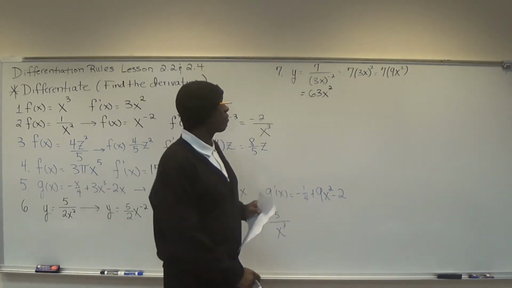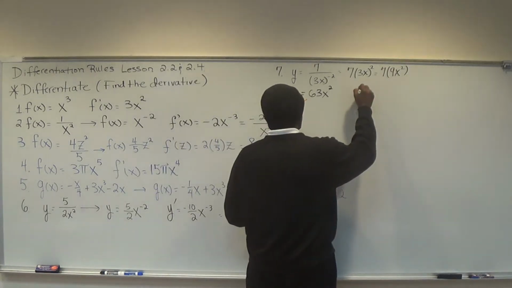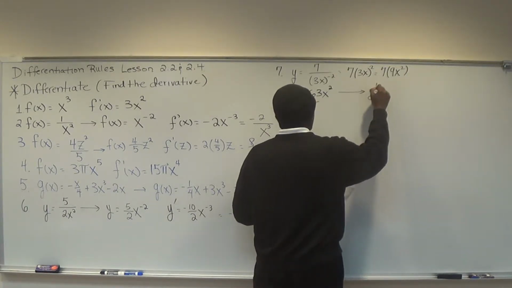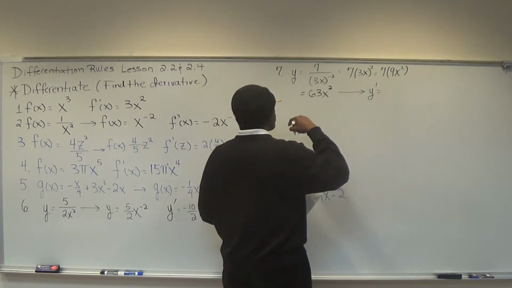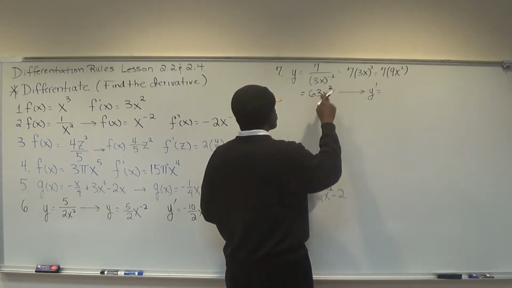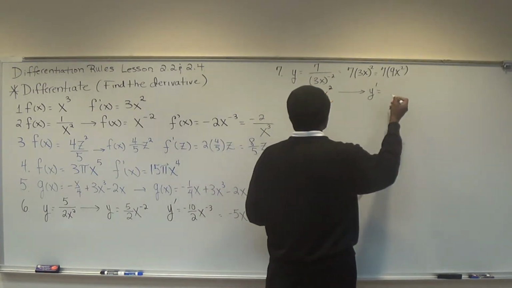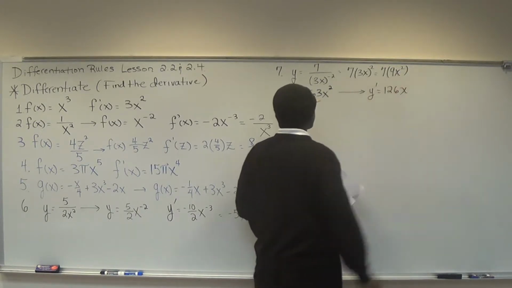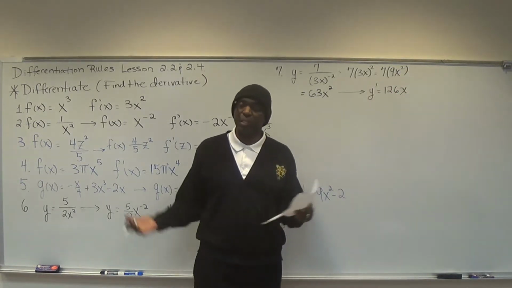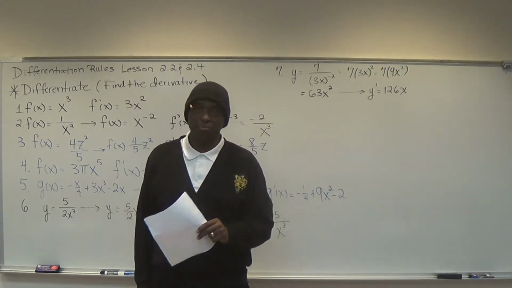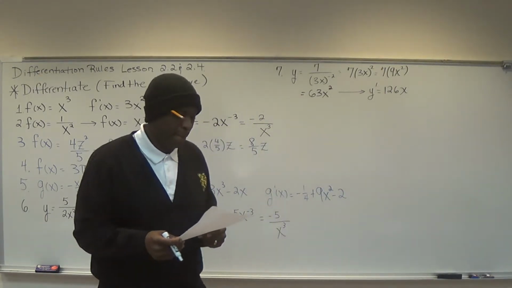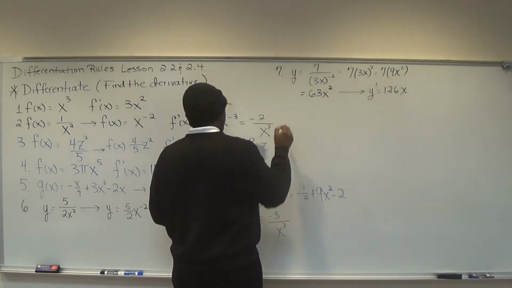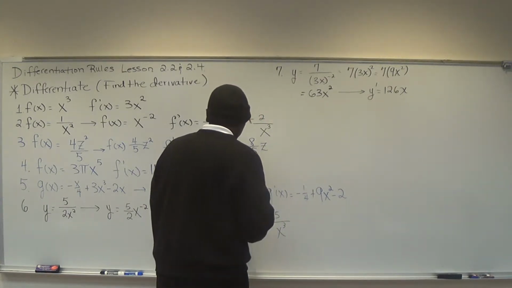Let's find the derivative. All right. So y prime is going to equal 63 times 2, which is 126x. And that's the derivative. Okay? All right. Example 8. Let's change colors.